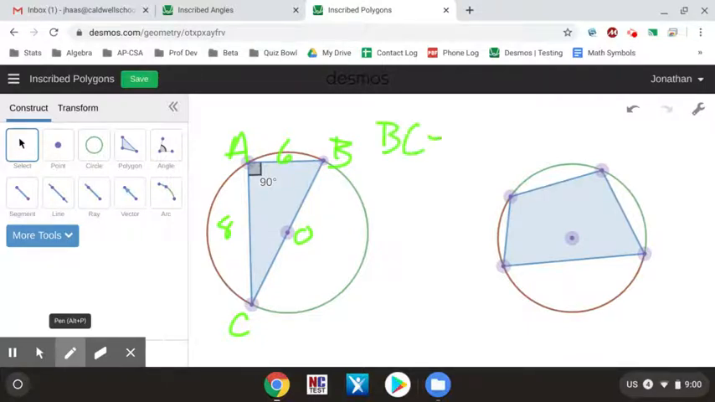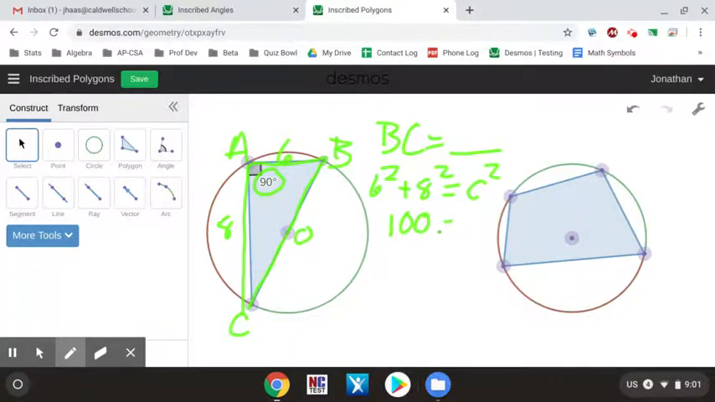Well, to find BC, what I can notice is that since it is a diameter of my circle, it goes through the center, this has to be a right triangle. Even if this was not marked as 90 degrees, I would know it was a 90-degree angle because it has to be a right triangle here. I'm marking in green since the hypotenuse is the diameter. So I can say 6 squared plus 8 squared equals c squared using the Pythagorean theorem. Simplify that. 100 is c squared. C would be 10. So BC was 10.